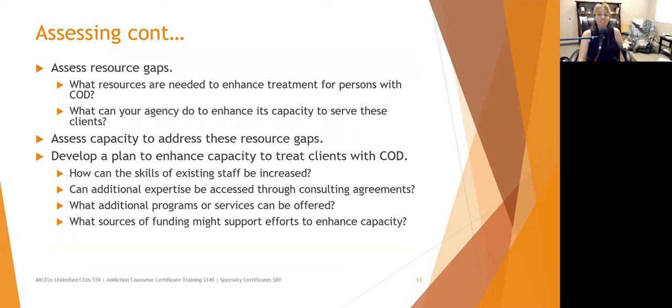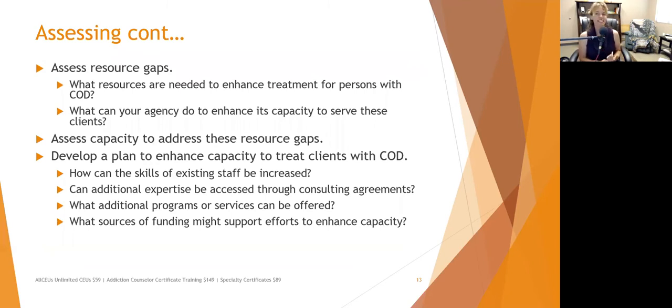What can your agency do to enhance its capacity to serve these clients? So looking around, and sometimes it's just developing memorandums of understanding with other agencies and improving coordination. Other times it's making simple changes. You don't necessarily need to start from scratch with something. Look at small changes you can make and only make 1 or 2 changes at a time. See how it does. If you make a change and it doesn't seem like it's helping at all, you may want to back off and try something different.